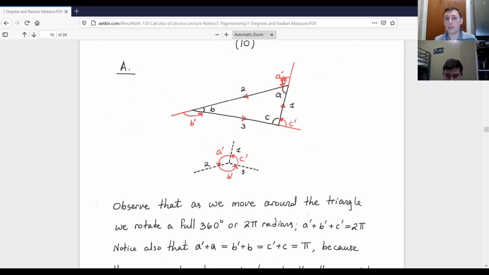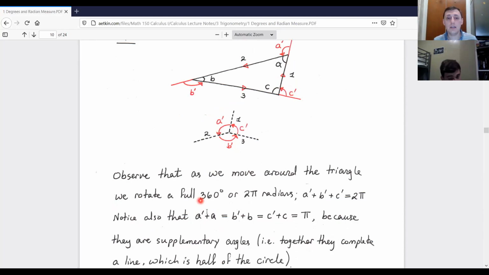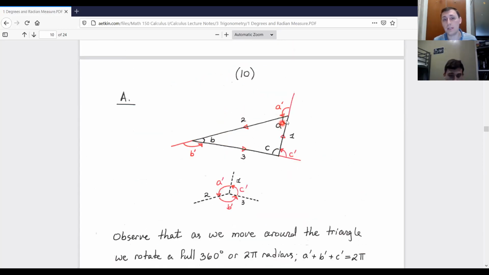Now, look at it. We have A prime and A, we have B prime and B, C prime and C. They are complementary angles. Now, because they're on a straight line, they are half of a circle. So A plus A prime is 180, or pi. B plus B prime is pi. C plus C prime is pi. Clear? So what do we get, guys? We see that if I add them all together, I don't know A or A prime, but I know their sum is pi. I don't know B or B prime, but their sum is pi. C and C prime, their sum is pi.